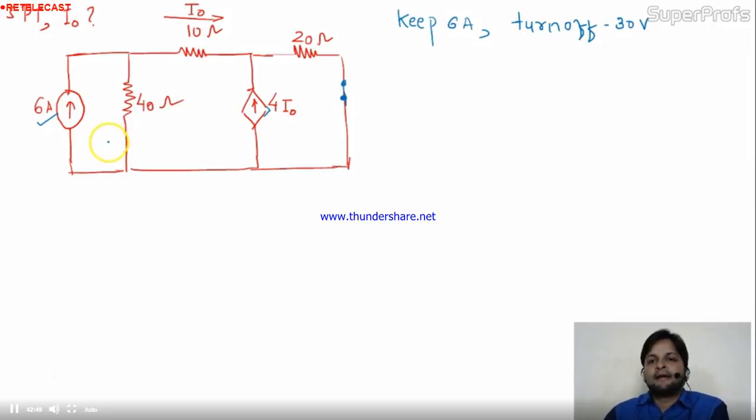Now see, if I am taking 6 ampere and keeping 30 volt turned off, here I assume this is I note dash, because I note is the current given when both sources are acting in the circuit. But if only one of them is acting in the circuit, I'll keep this as I note dash. Okay, now what's going on over here?